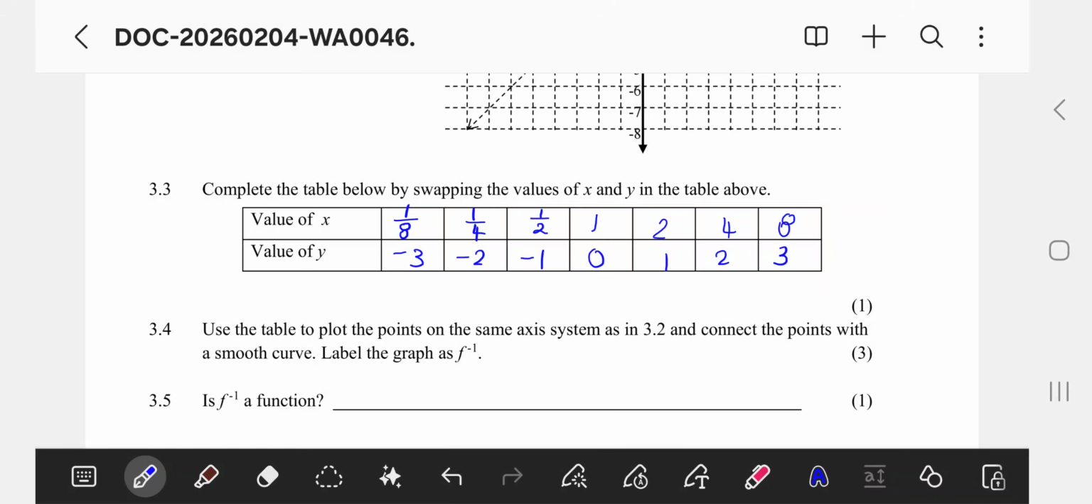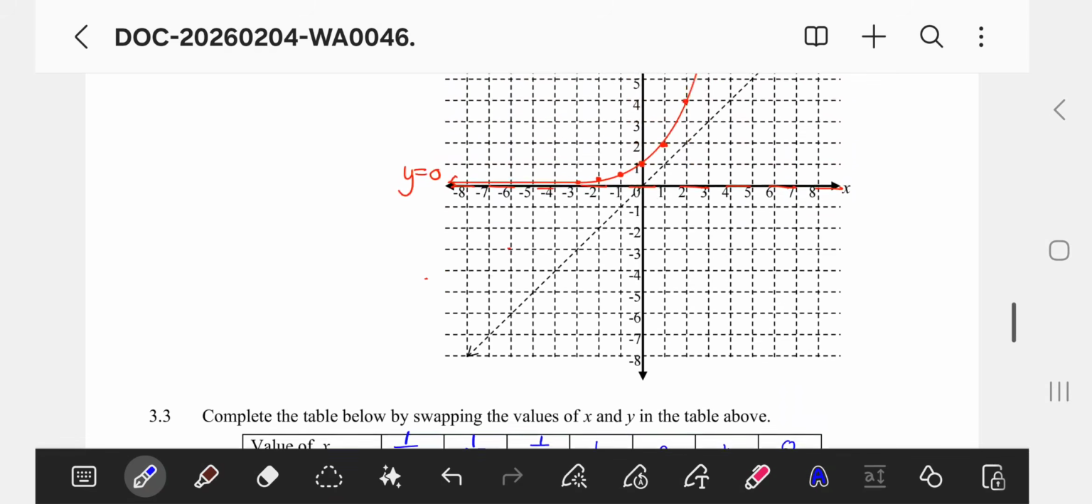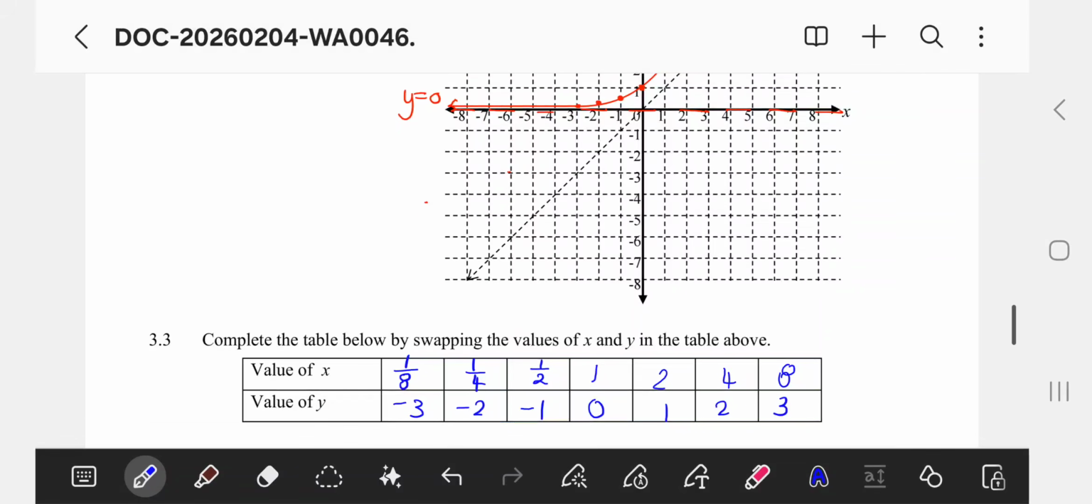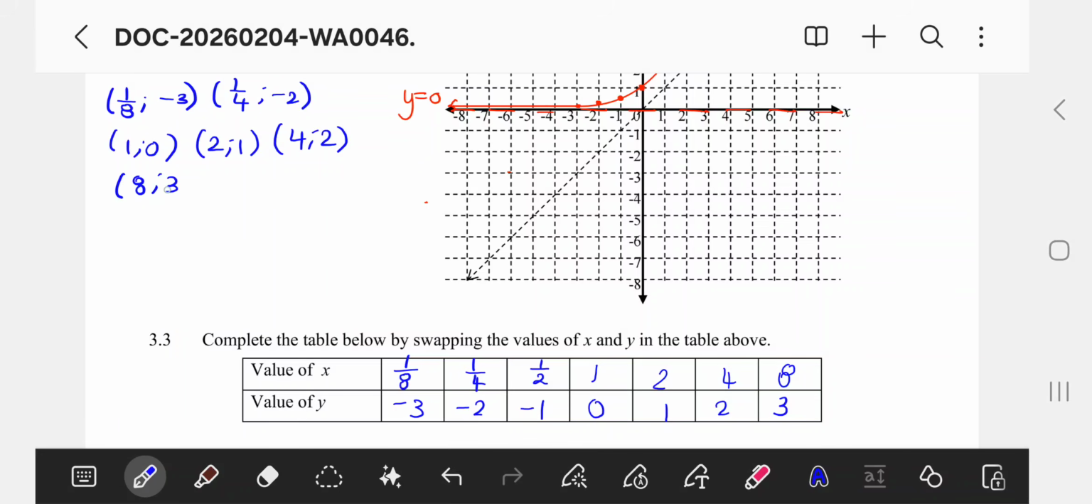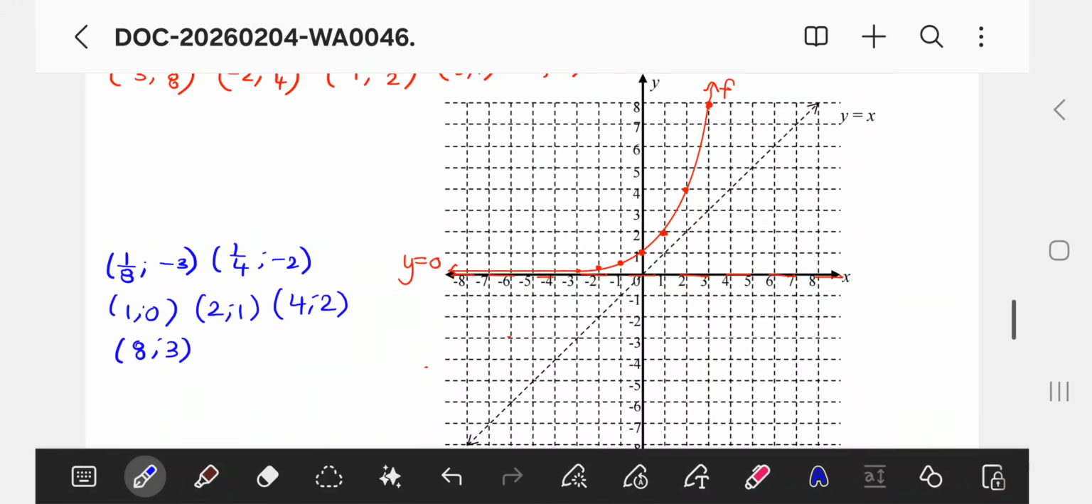3.4, use the table to plot the points on the same axis system as in 3.2 and connect the points with a smooth curve. Okay, so I'm just going to change these to coordinates. It's going to be 1/8 and -3, 1/4 and -2, 1 and 0, 2 and 1, 4 and 2, and 8 and 3. So these are the points that we're now going to plot.